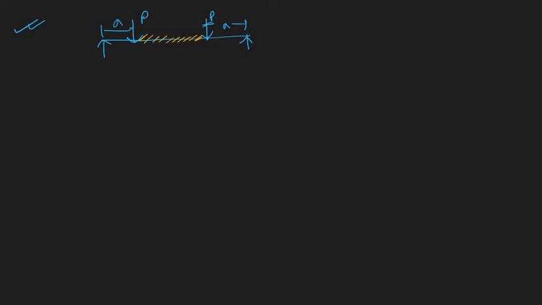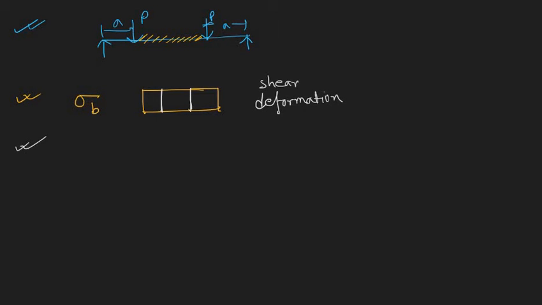We calculated the bending stress for this middle part, and during the derivation of the formula we considered that any plane section remains plane, or you can say that we neglected the shear deformation. In this video I will discuss that this plane section actually does not remain plane when this particular part is not in pure bending.